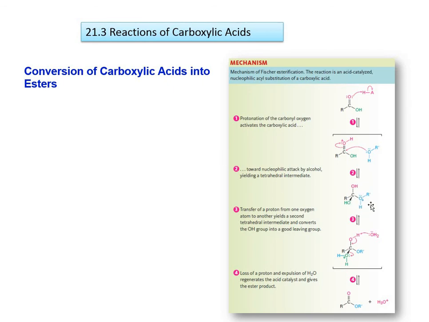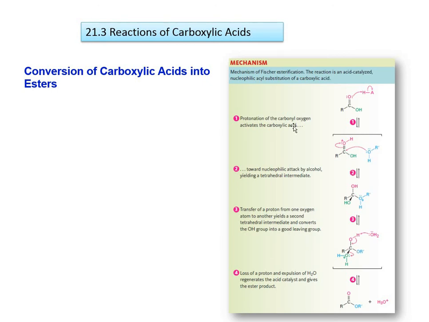Then we form this tetrahedral intermediate. What happens to this tetrahedral intermediate? This protonated alcohol part loses one of its protons to the neighboring OH group, and then, by the water, we pick up this proton and form back the carbonyl bond. Then water leaves as a leaving group. In this way we can synthesize esters.